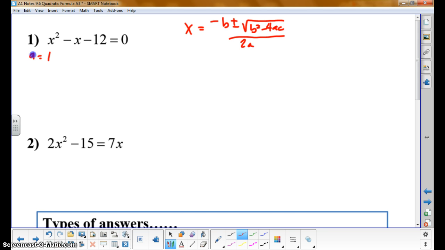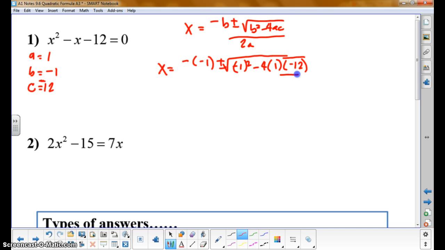Okay, so a is equal to 1, b is equal to negative 1, and c is equal to negative 12. Once we've identified a, b, and c, we're going to just substitute in. So the two x values that are going to solve this equation are negative b, which is negative 1, plus or minus the square root of negative 1 squared minus 4 times a, which is 1, times c, which is negative 12. And all of that is over 2 times a, which is 2 times 1.